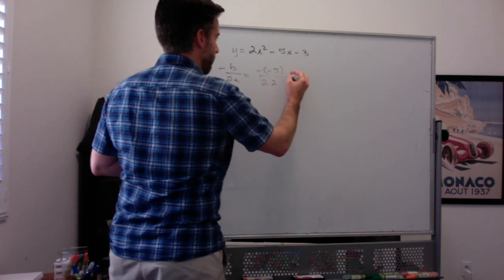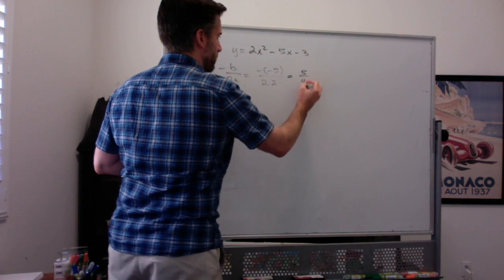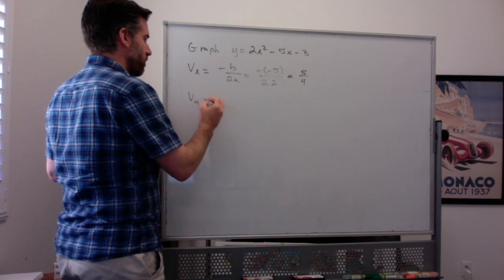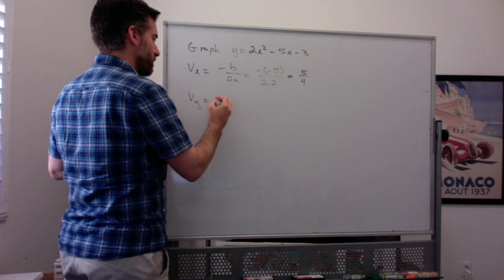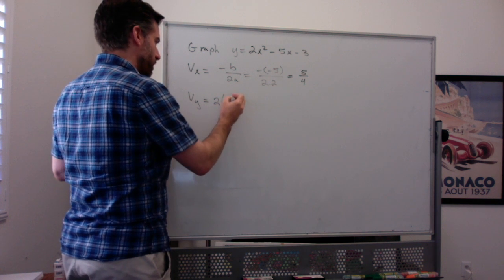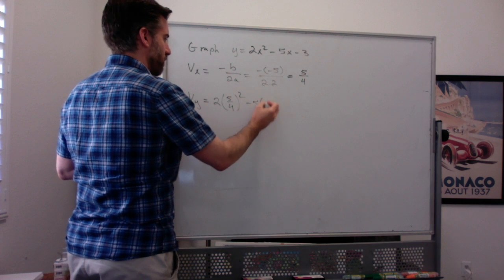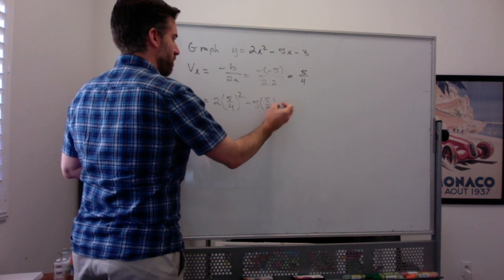That's going to be 5/4, which, yes, it is a fraction, which we haven't dealt with before. It's fine. To find the y-coordinate, we're going to plug in 5/4 for x. So we're going to get 2 times 5/4 squared minus 5 times 5/4 minus 3.